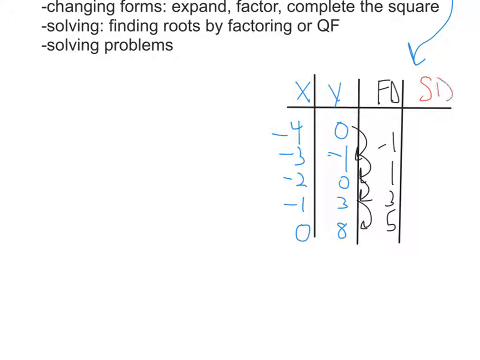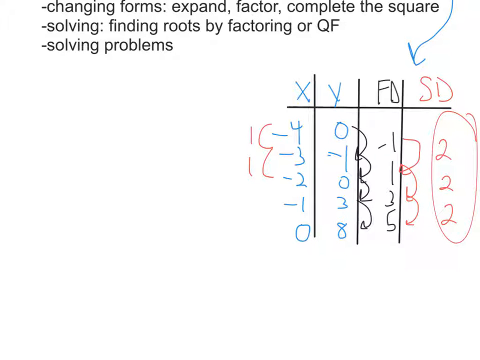The second differences are the change in first differences. From -1 to 1, it goes up by 2. From 1 to 3, it goes up by 2. From 3 to 5, it also goes up by 2. When you see the second differences are all equal and that the x values are changing by the same number each time, so they're equally spaced out, because if these numbers were random, this wouldn't mean anything, that tells you it's a quadratic function.